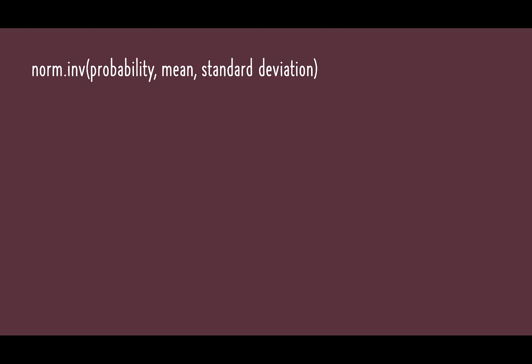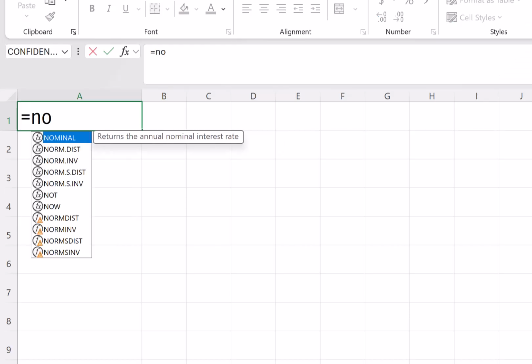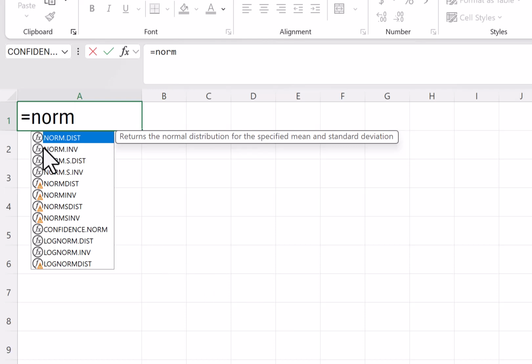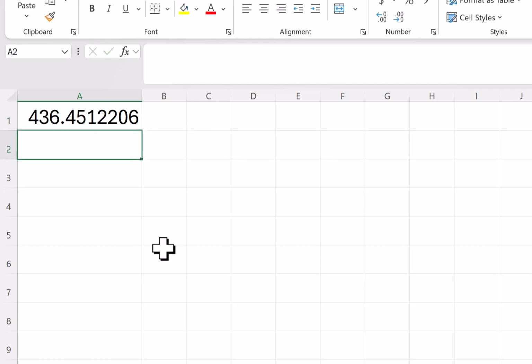We need to put in the probability we want, the mean, and the standard deviation for our problem. I'll type in equals, start typing norm, you'll see the .inv. It asks for the probability, we put in 0.98. It asks for the mean, that was 381. Our standard deviation is 27, and it gives us a value of 436.45. In this case, this is not z, this is an x value.